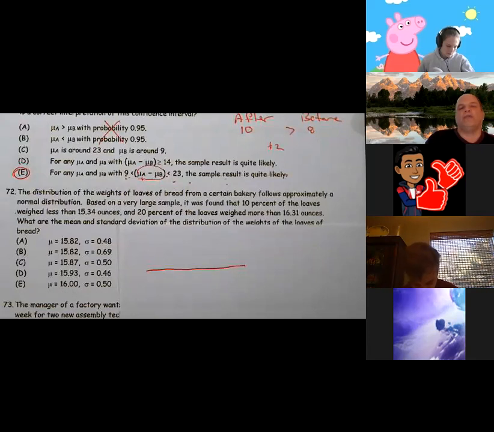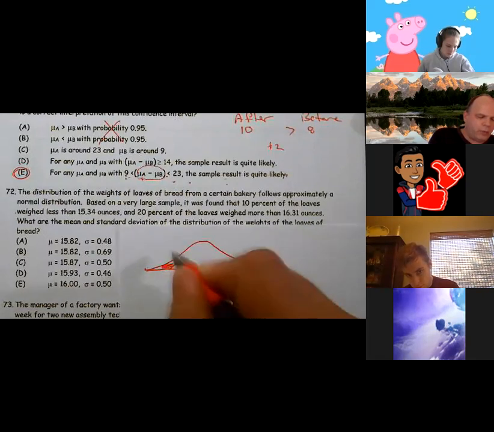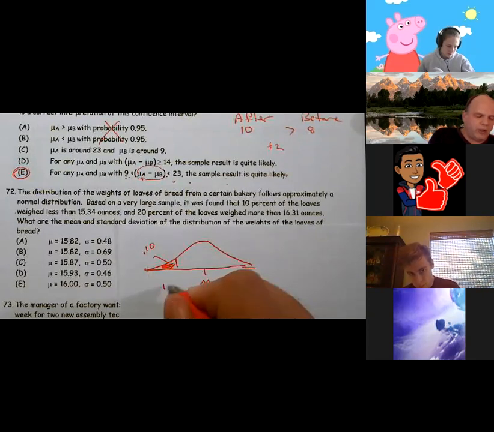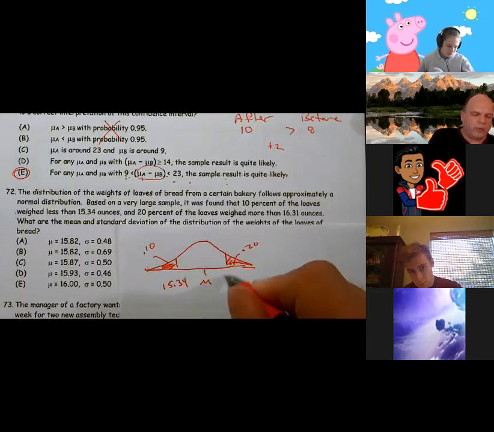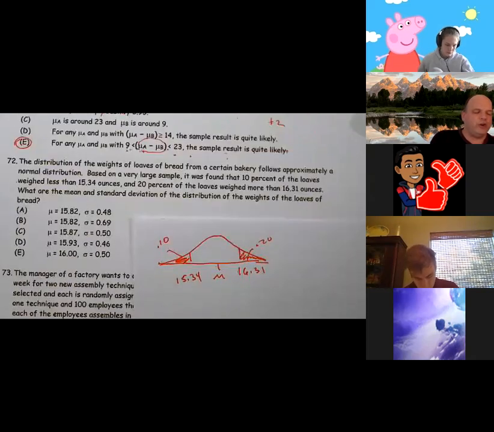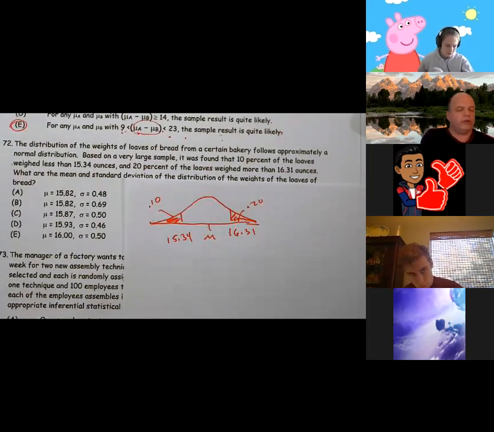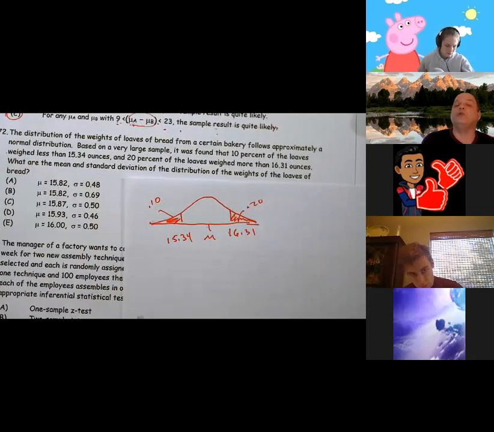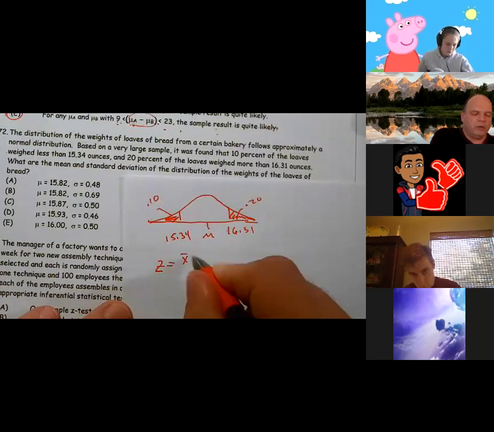Based on a large sample, it was found that 10% of the loaves weighed less than 15.34 ounces. So if I'm drawing my picture, this area is 0.10 and this is 15.34. It also says that 20% of the loaves weighed more than 16.31. So this shaded area up here is 0.20, and this is 16.31. What are the mean and standard deviation of the distribution of the weights of the loaves of bread? Because they gave you both of these, the shortcut method is just trial and error. But in subsequent years, they would only give you one of these, and then you had to go through this method. So the long method is z equals x minus mu over sigma.